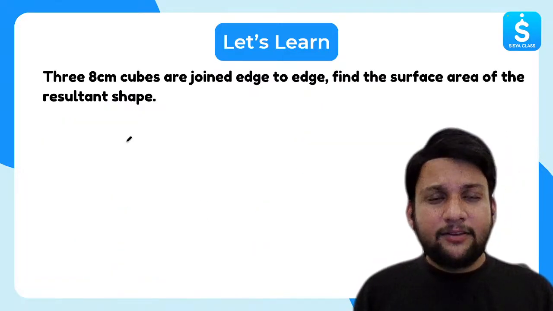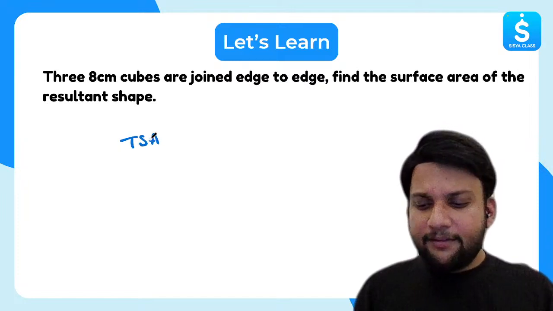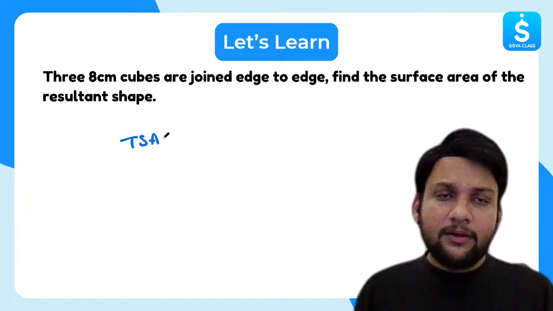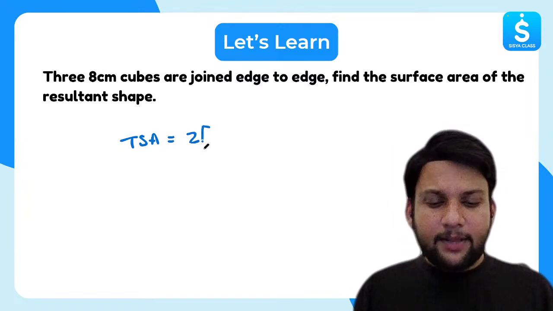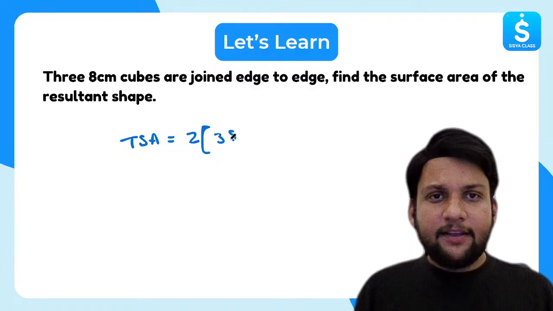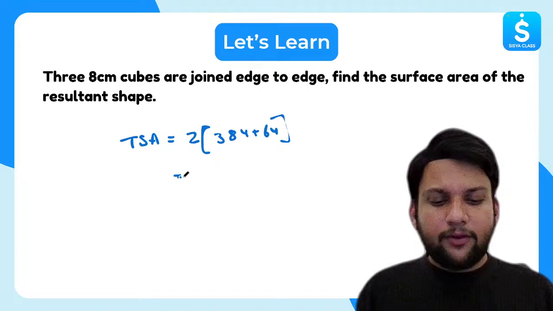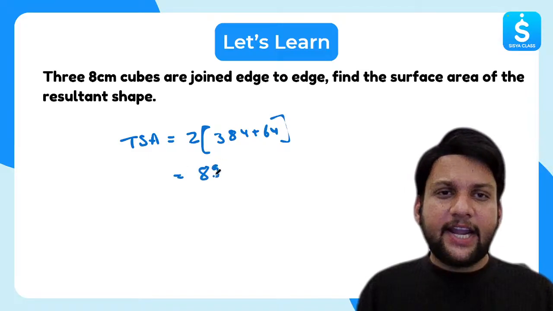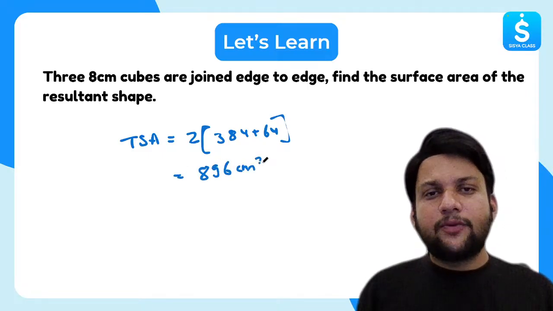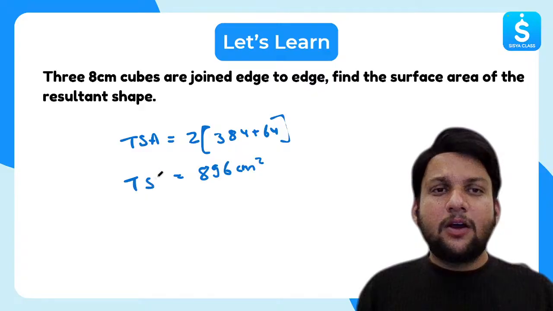So TSA, you understood this, right? If you have any issues, you can let me know in the comment box below. So what will it become? 2 multiplied by 384 plus 8 times 8 is 64. Now just solve it. You will get the answer as 896 centimeter square. So this is the TSA of the resultant figure.